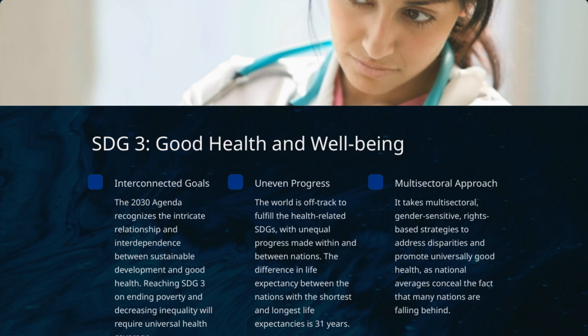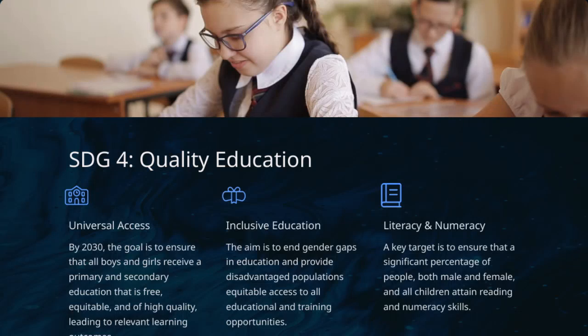their circumstances. On this slide, I want to emphasize a very important target, ensuring that a significant percentage of people, both male and female, as well as all children, attain essential reading and numeracy skills. These foundational skills are crucial for individual development and for the progress of societies as a whole. When we talk about literacy and numeracy, the goal is to bridge gaps, particularly gender gaps in education, and to make sure that disadvantaged populations have equitable access to all educational and training opportunities. This is about creating a fairer, more inclusive system where everyone has the chance to succeed.